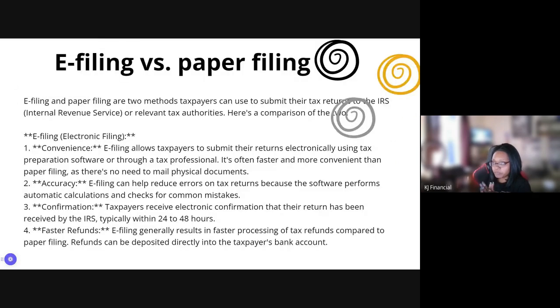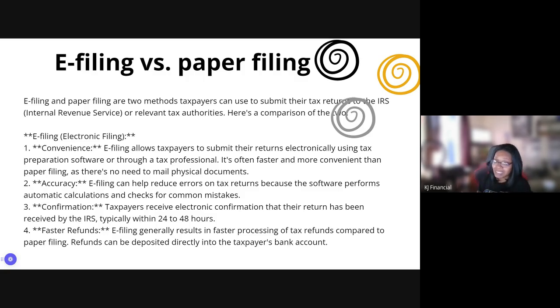All right, the difference between e-filing and paper filing. We're going to make this short and sweet. It's convenient. It's accurate, because guess what? The computer is doing all the numbers. We're not doing it by hand. We can get a confirmed acceptance from the software within the next 24 to 48 hours.